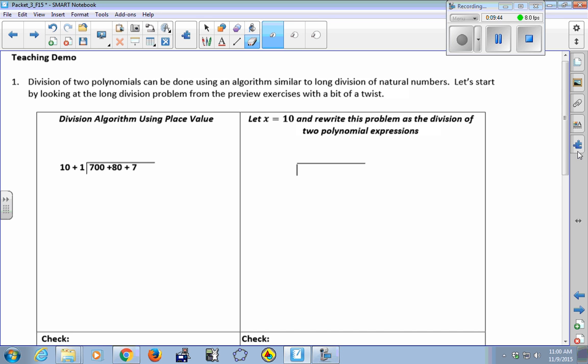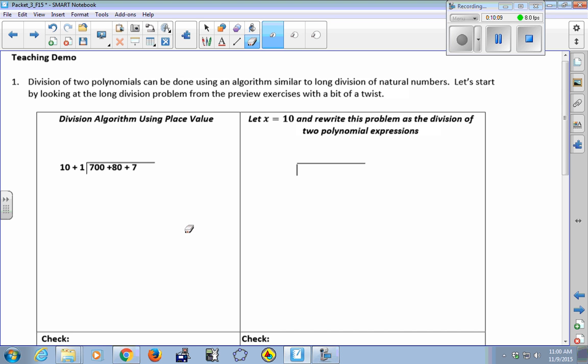Okay, so I'm going to take 11 and I'm dividing it up into 10 and 1, 10 plus 1. I'm taking 700 and I'm dividing it into 7 hundreds plus 8 tens plus 7. So now when I do this division algorithm, where I start is with my biggest place value here. How many times does 10 go into 700?